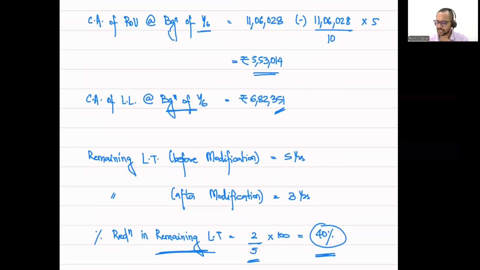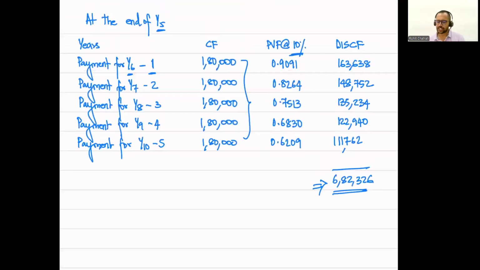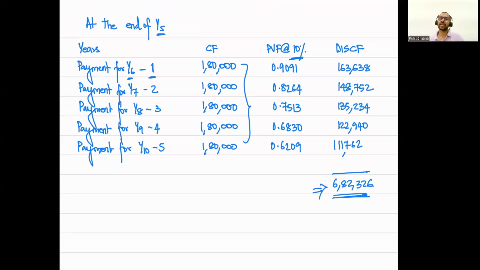Remember, I told you that this 6,82,000 is nothing but the present value of the lease payments for years 6 to 10. We saw that this 6,82,000 is the present value of the future lease payments, from year 6 to year 10, discounted at 10 percent. Let's see where that working was. We saw that the 682 can be calculated as the present value of 1,80,000 discounted at 10 percent for the next 5 years.